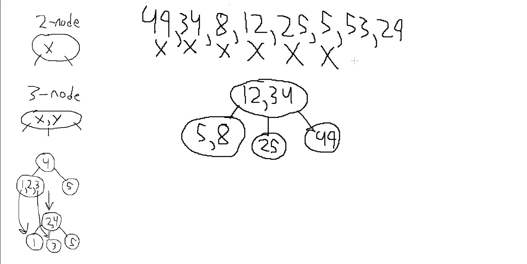Next, we have 53. The 53 is greater than 12 and it's greater than 34, so it goes to the rightmost subtree. And then once again, it's at a leaf, so it gets inserted with the 49.